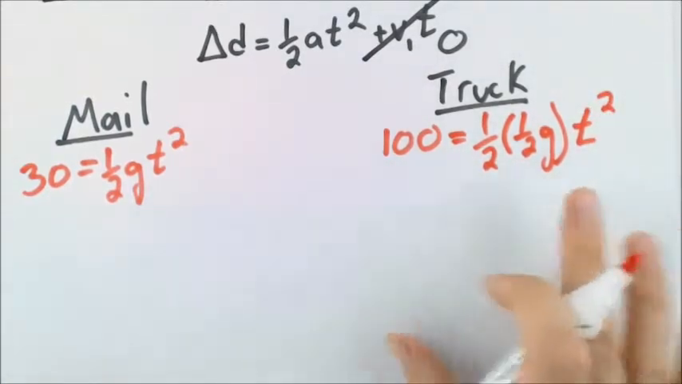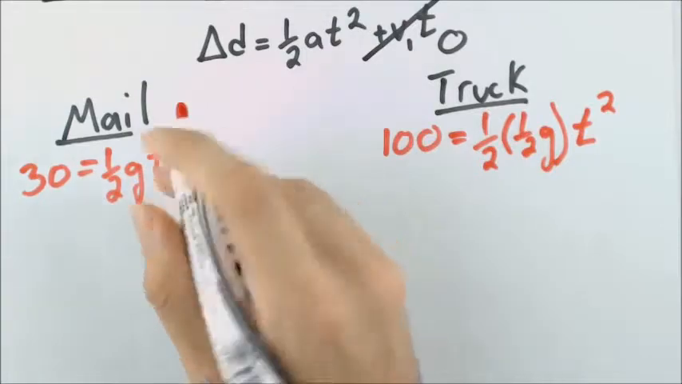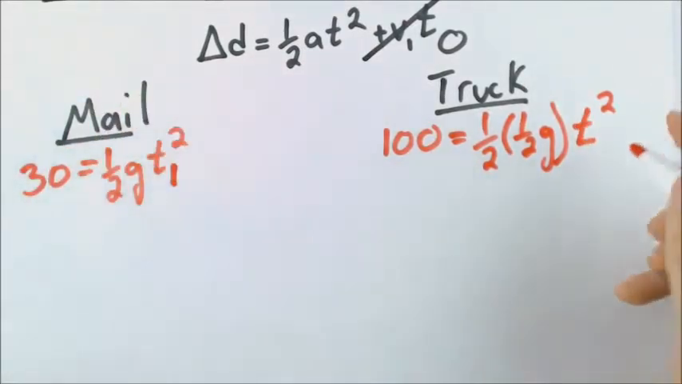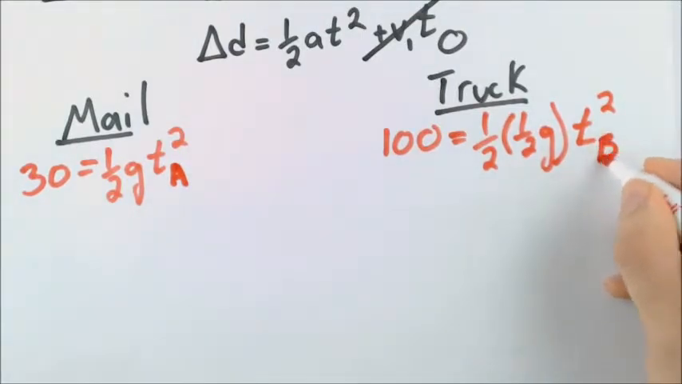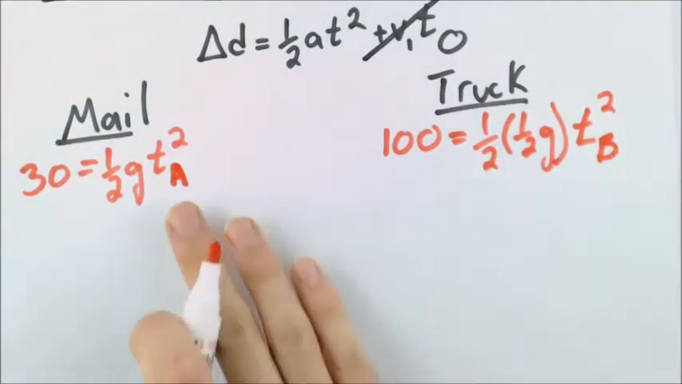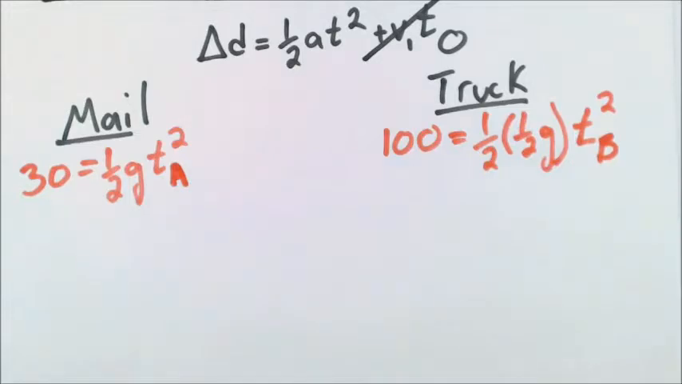Now these are different t's. This is the time for the mail to fall, so I'll just call this time A, and this is time B. So they're talking about two different things. We want to find out the difference between these two times.